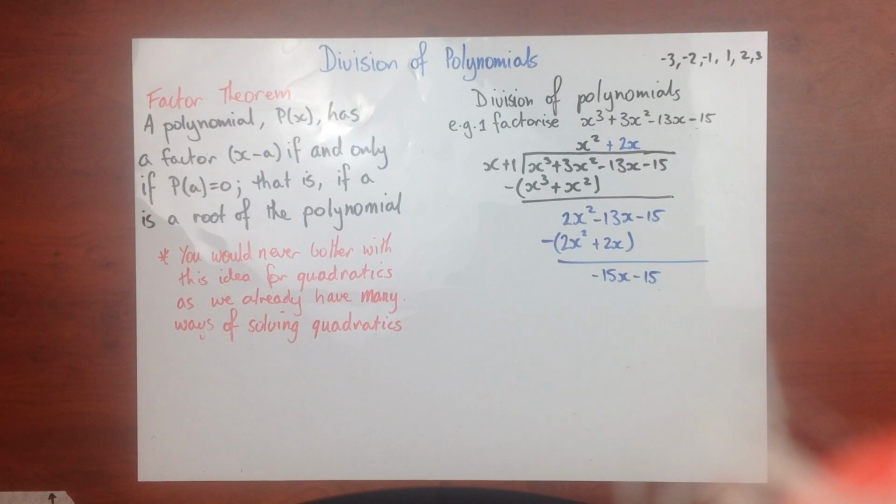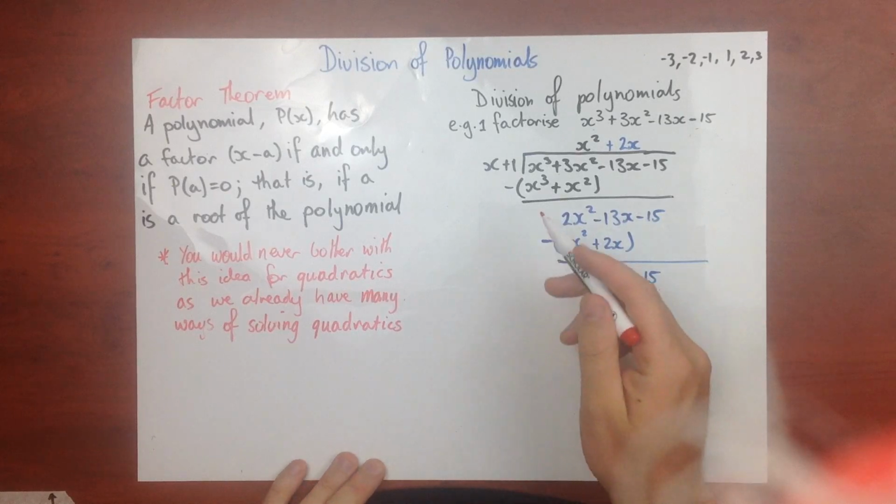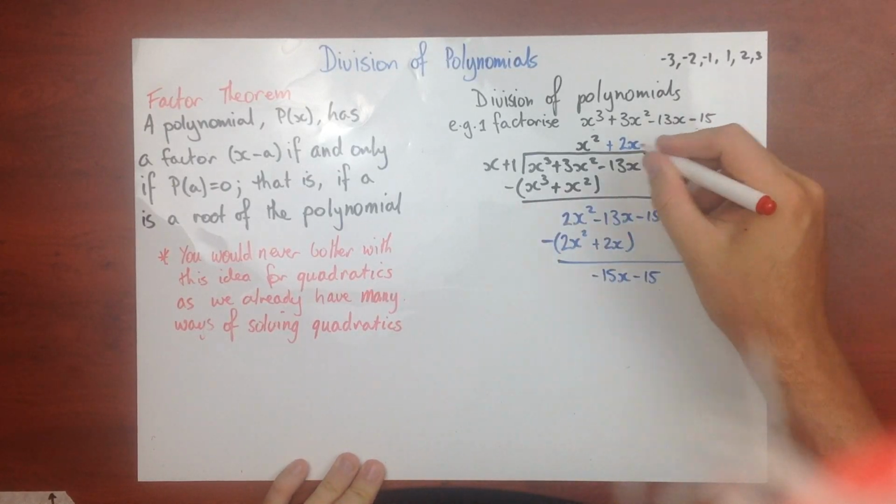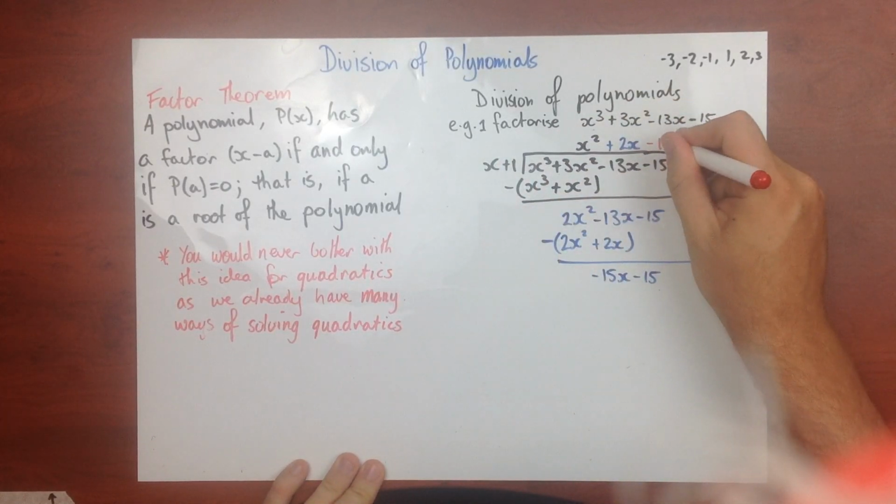Right, now it's like a new question again. We've got to do minus 15x divided by our x, which is going to leave us with minus 15.